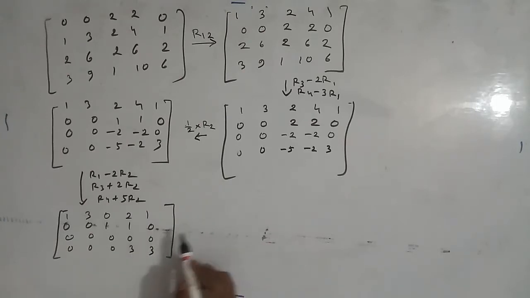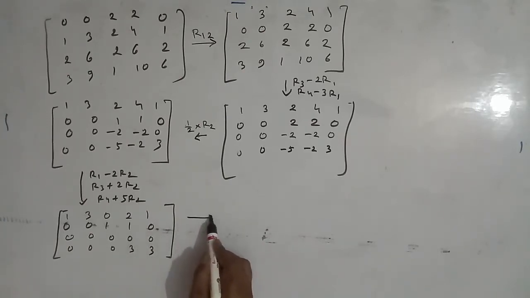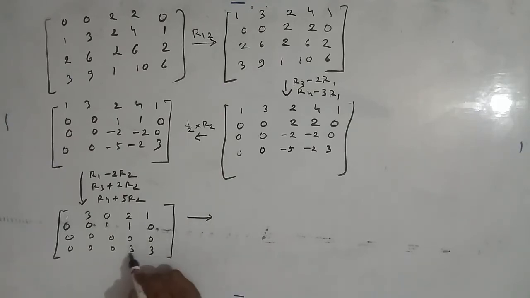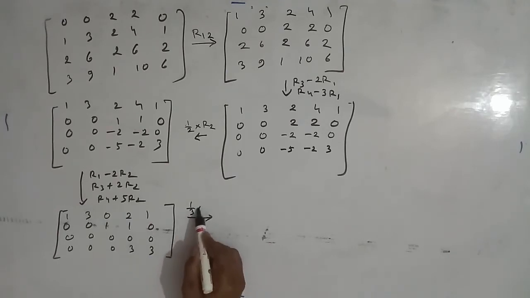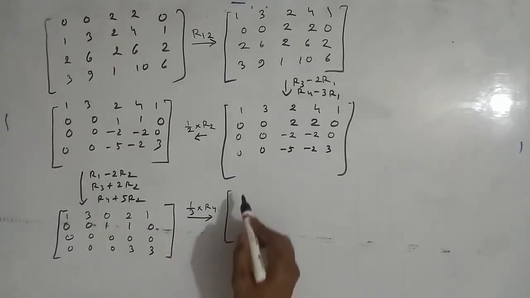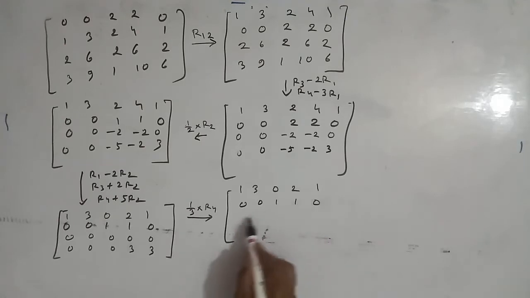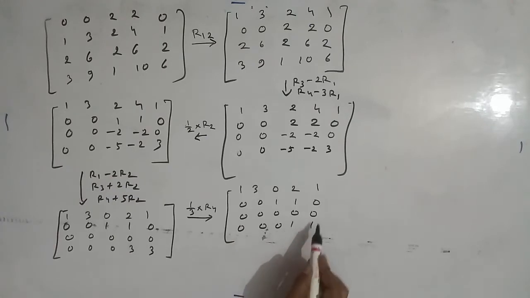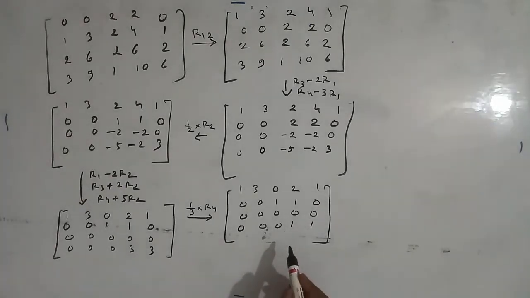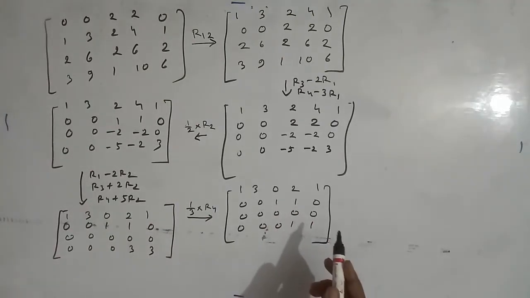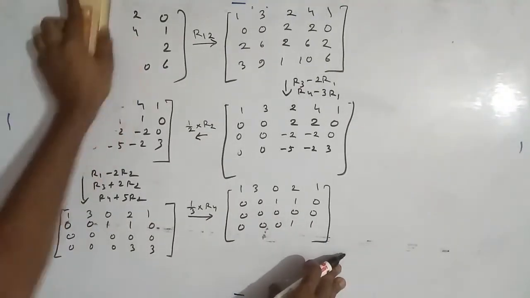Okay. Now row 3 is a 0 row, and now the leading element of row 4 is 3. So we are multiplying R4 by 1 by 3. So it will be 1 3 0 2 1, 0 0 1 1 0, 0 0 0 0 0, 0 0 0 1 1. Now the leading element of row 4 is contained in the fourth column, and these two elements should be 0 to reduce it into row reduced echelon form.